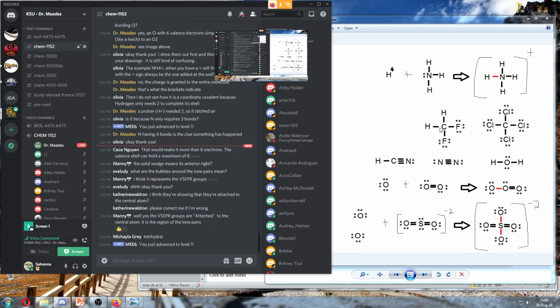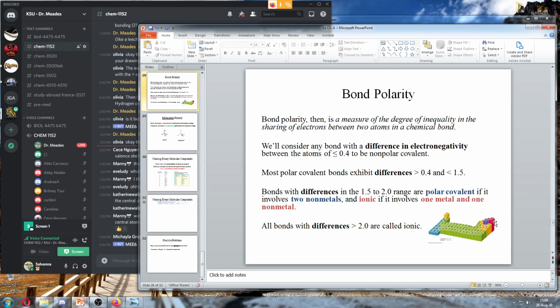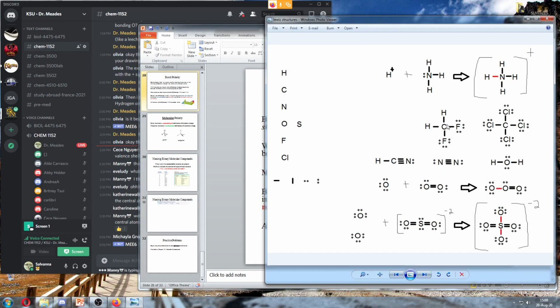Right, so carbon, two hydrogens, two fluorines. The carbon-fluorine bond is most certainly a polar bond. We go back and look at our PowerPoint. Fluorine being about 4, carbon being around 2.5, that's 1.5. Both of those are non-metals. So absolutely, this carbon-fluorine bond is polar. This other carbon-fluorine bond is polar. The carbon-hydrogen bonds are each non-polar.